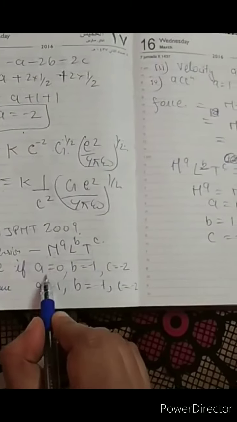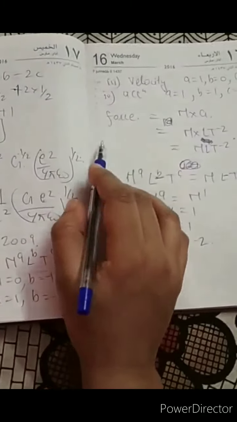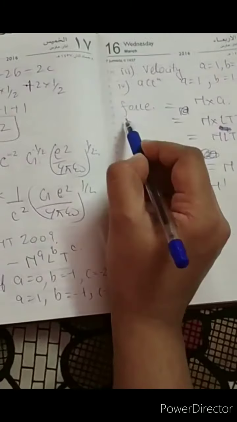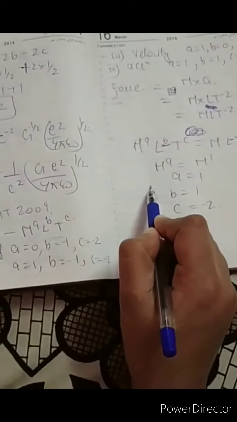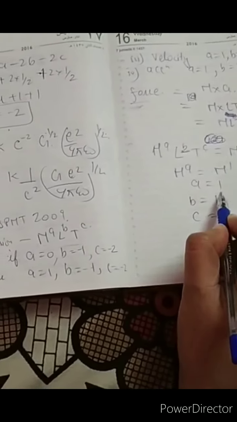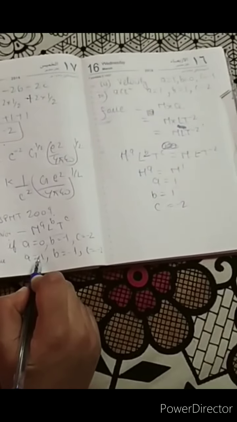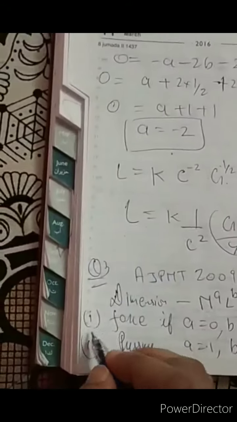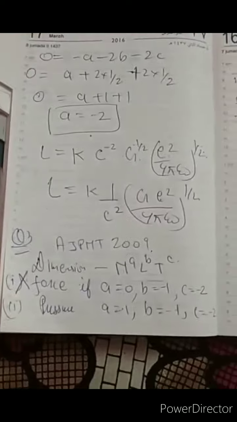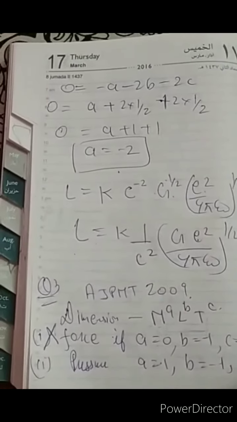But they have given a equal to 0. For force to be in MLT form, you want a equal to 1, but in this option a is equal to 0, b is equal to minus 1, and b is also equal to plus 1. So the first option is definitely incorrect. Let's go towards the second option.